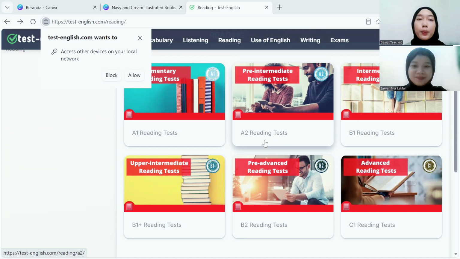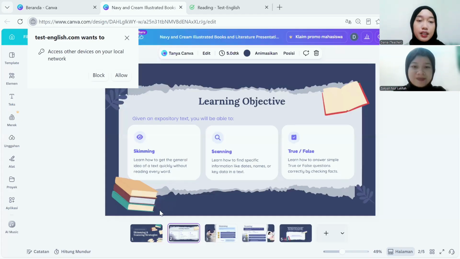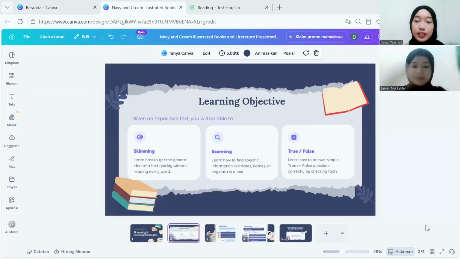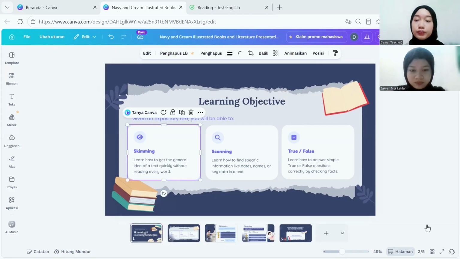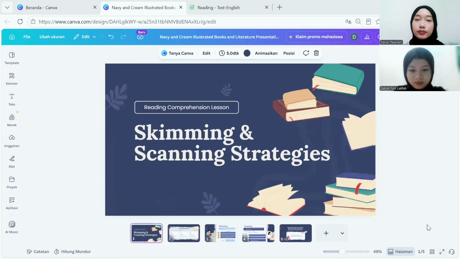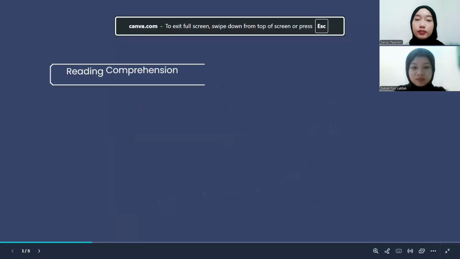Before we practice reading, I will introduce you to two useful strategies for reading comprehension that we can apply to comprehend information while we read the expository text. They are skimming and scanning strategies. Are you ready? Yes. Okay, wait, I will share this PPT. We will learn about skimming and scanning strategies, and after that we will apply them in reading expository text.